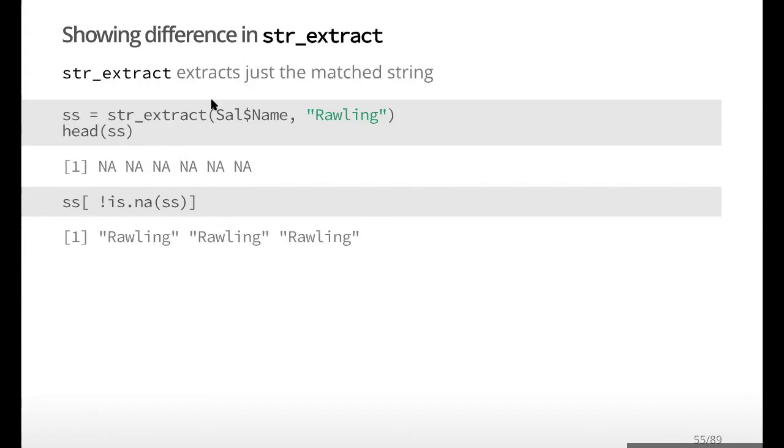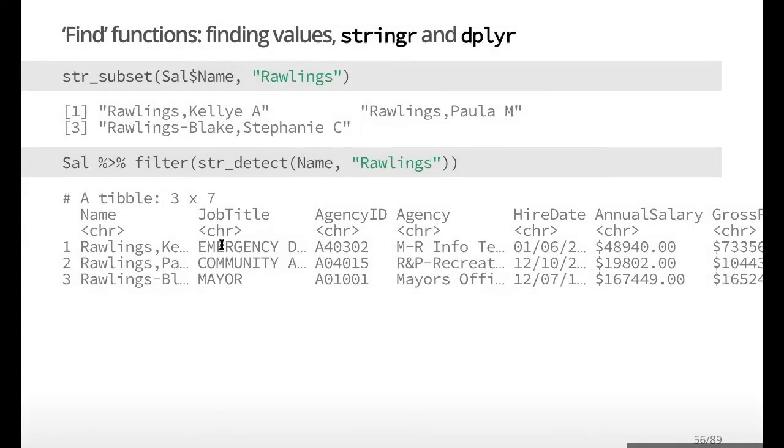With str extract, one of the big differences is that it'll return NA if it doesn't find the string. So if we say SS is equal to str extract, trying to find the word Rawlings, we see NA a whole bunch of times. And if we subset that data based on bracket notation, which we talked about at the beginning of this lecture, you'll see that it extracted Rawlings over and over again. So str extract is not so useful if you're finding an exact string. If you're doing a more regular expression thing, str extract is pretty useful for that.